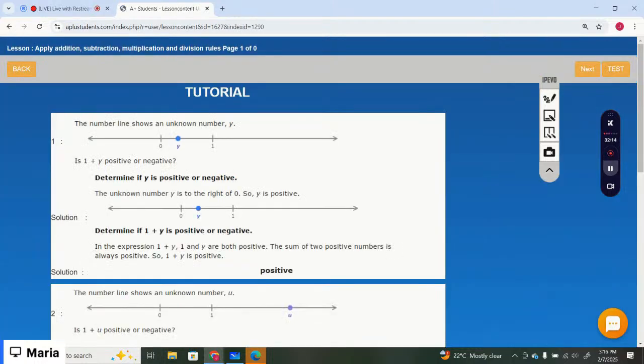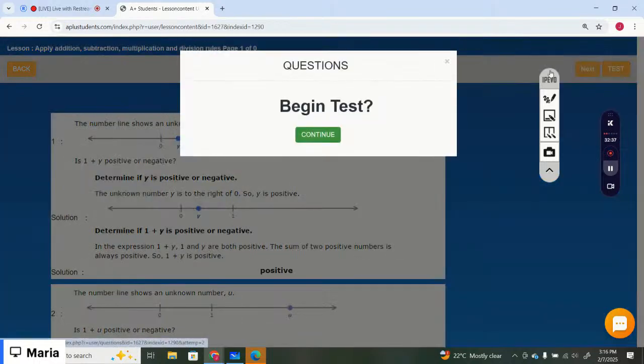So the number line shows an unknown number y. Is 1 plus y positive or negative? So y is on the right hand side of 0. That means y is a positive number. So you are adding two positive numbers. The answer is positive. Let's just start with the test questions.